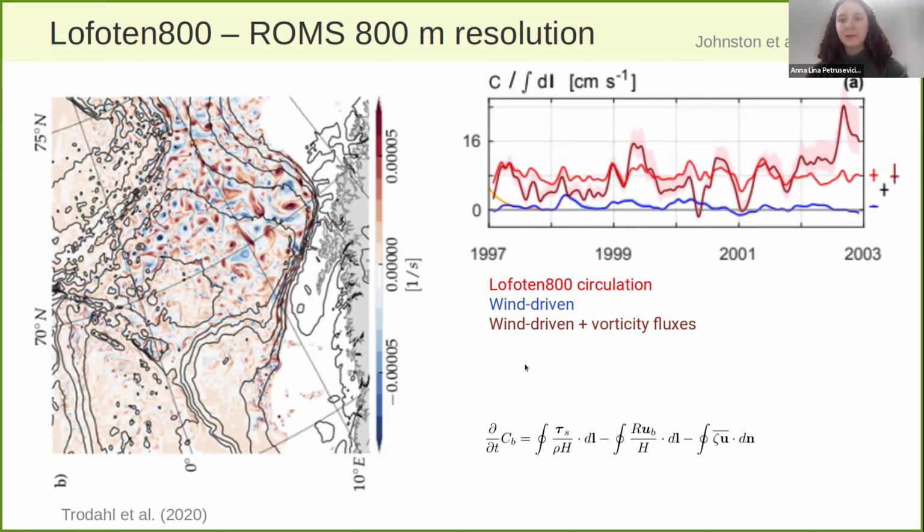However, if we also include vorticity fluxes, so that's the full equation down here, we get the darker red line here. And even though it's not perfect compared to the true circulation, it's still a lot better than just considering the surface stress. And we can really see that by including vorticity fluxes, we get a much stronger circulation, matching what we see in the model.